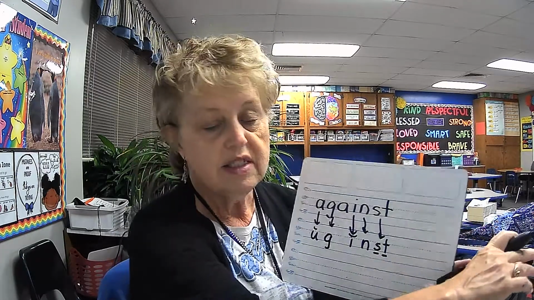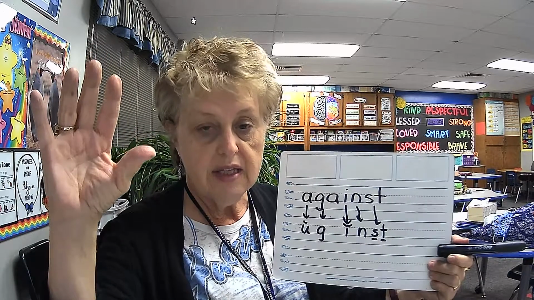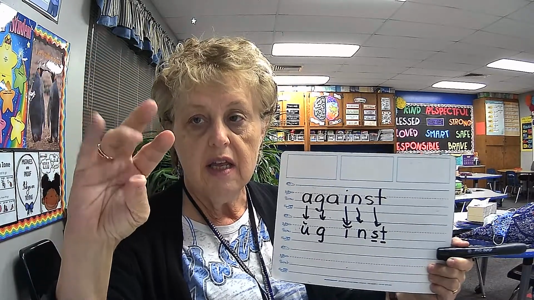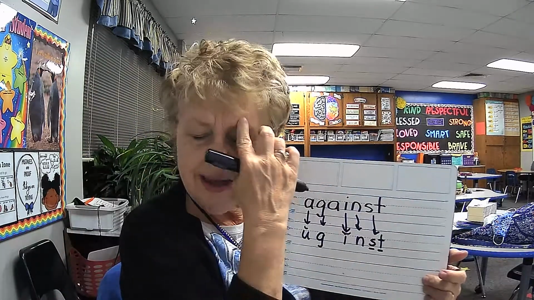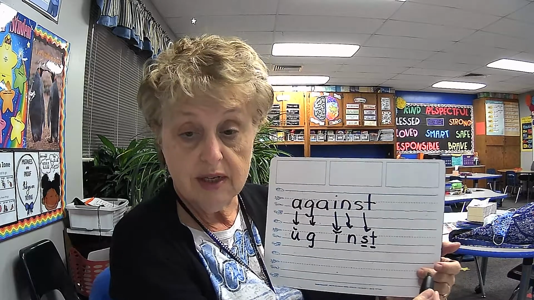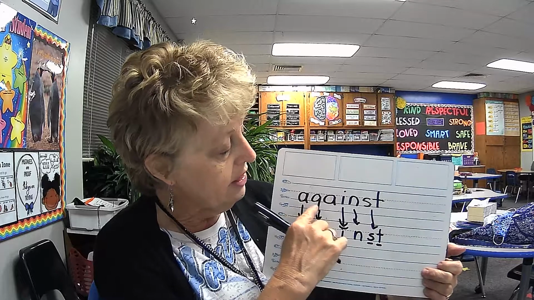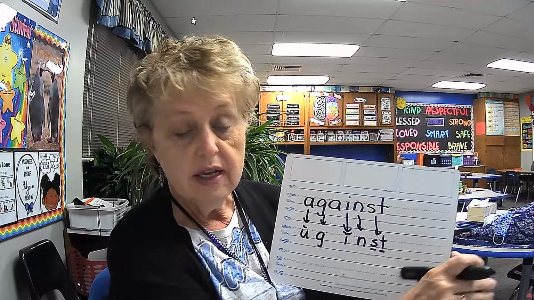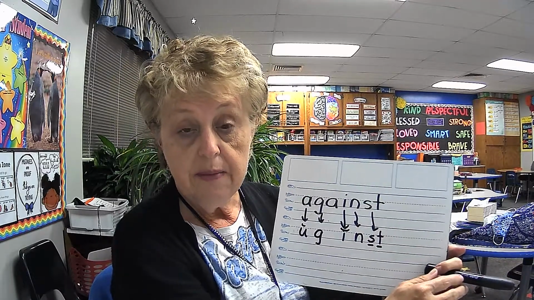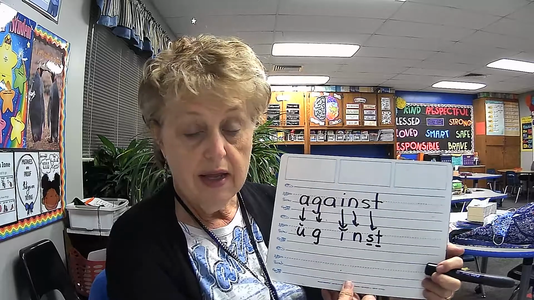If you listen to the sounds, it's against. Let's tap it out. Elbows up. Against. That's kind of a hard one. It's actually got two syllables in it, but it's spelled A-G-A-I-N-S-T. Let's tap out the word. I like to do it this way. Put your arm out like this, and we're going to tap it out and spell it. Against.